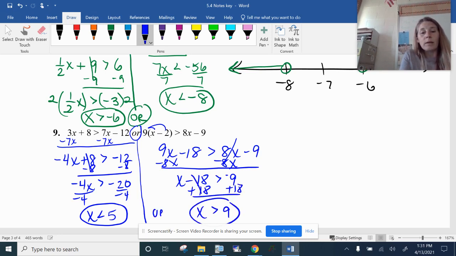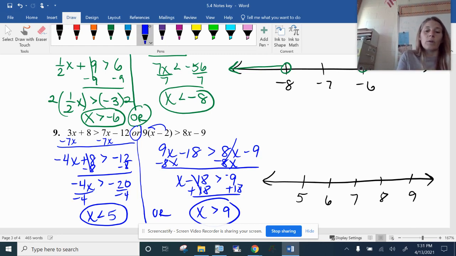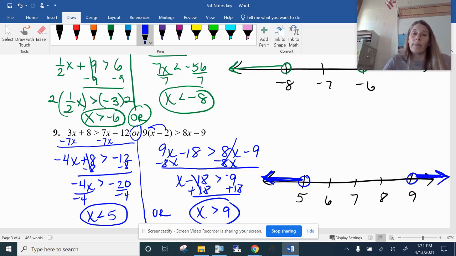Okay, when I go to my number line, that tells me I've done this correctly, I have a 5, a 6, a 7, an 8, and a 9. So x is less than 5 will be an open circle going to the left, or x is greater than 9, again, an open circle going to the right.